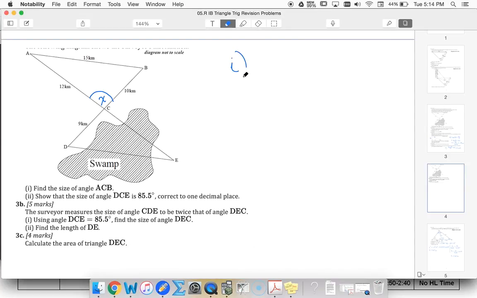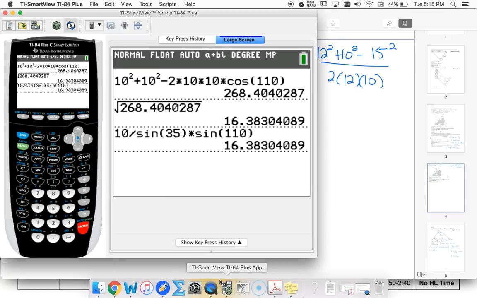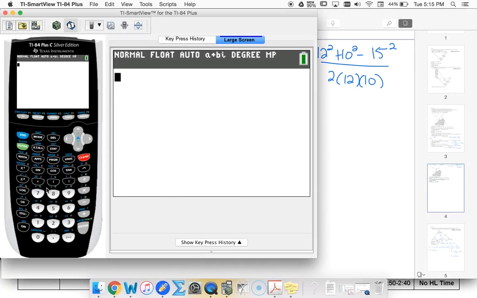So cosine of our X value, we don't know what the X is, equals, so I'm subtracting the side across from it, so these are my other 2 sides. 12 squared plus 10 squared minus 15 squared over 2 times 12 times 10. So these 2 sides match up. So let's clear this out. I'm going to have 12 squared plus 10 squared minus 15 squared divide by 2 times 10 times 12.